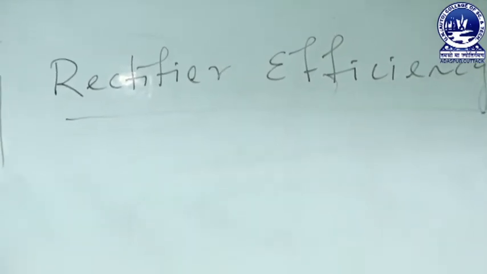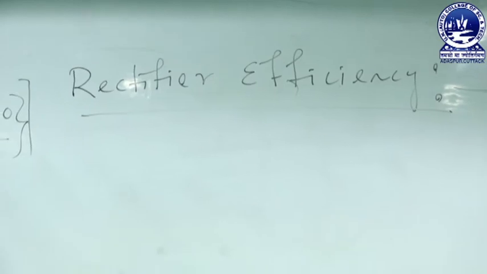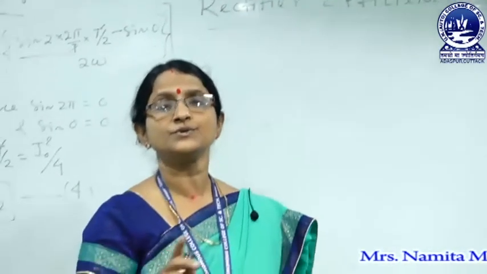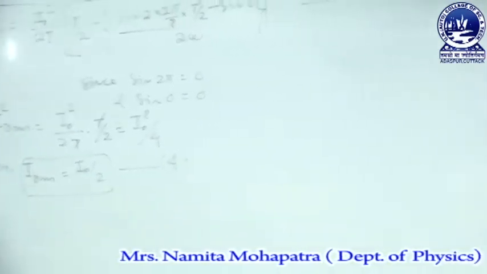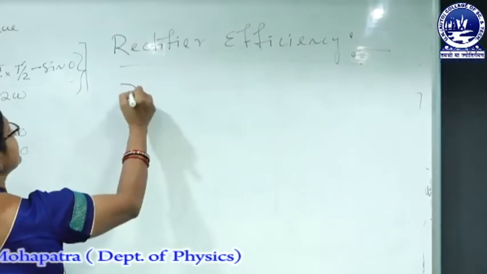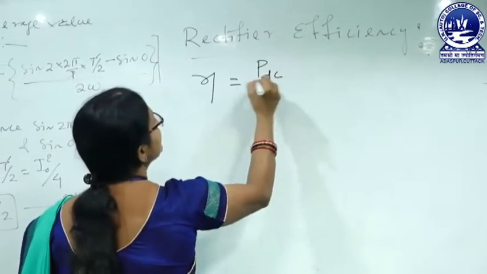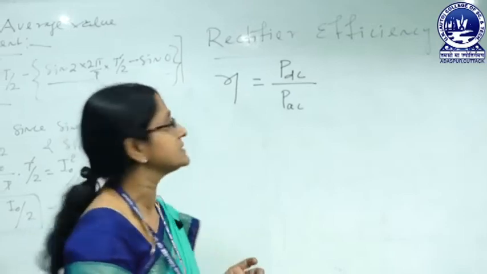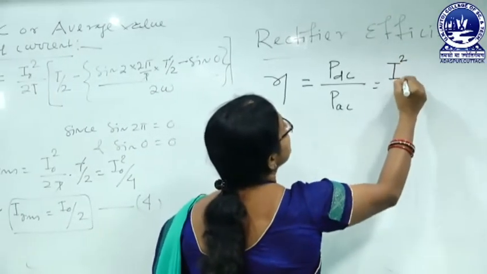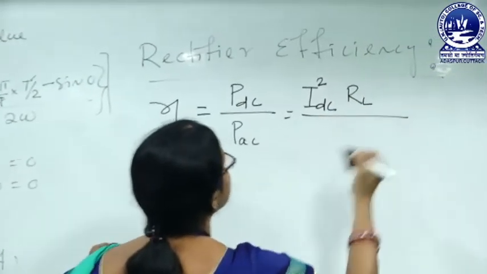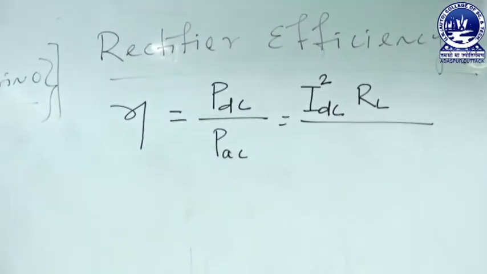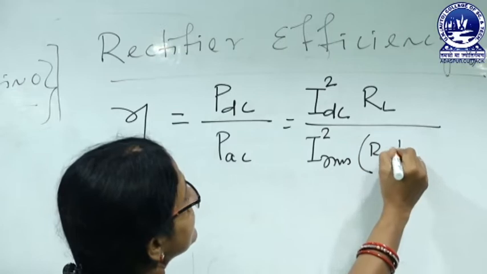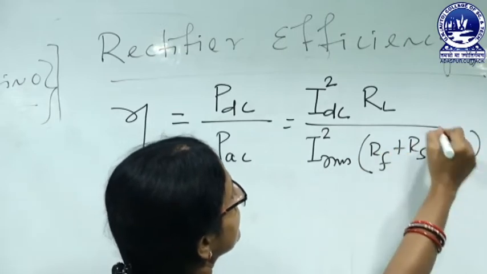So what is the exact definition of rectification efficiency? It is defined as the ratio of DC power output to the input AC power. It is denoted by the letter eta, that equals P_DC by P_AC. But we know that power equals current squared into resistance. So I_DC squared into R_L, divided by, instead of I_DC we can write I_RMS, so I_RMS squared into (R_F plus R_S plus R_L).